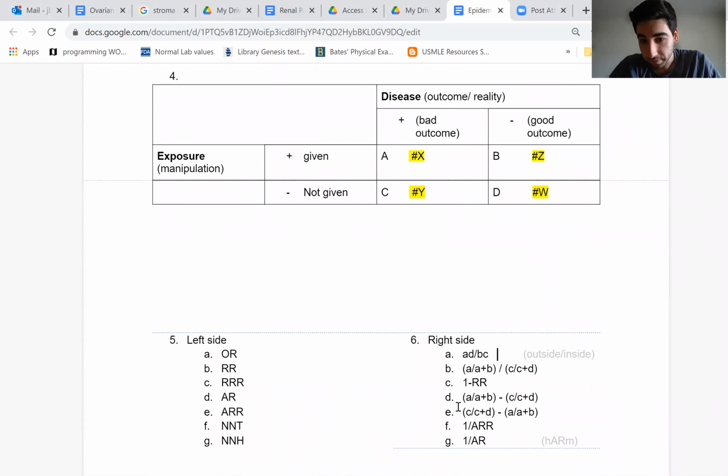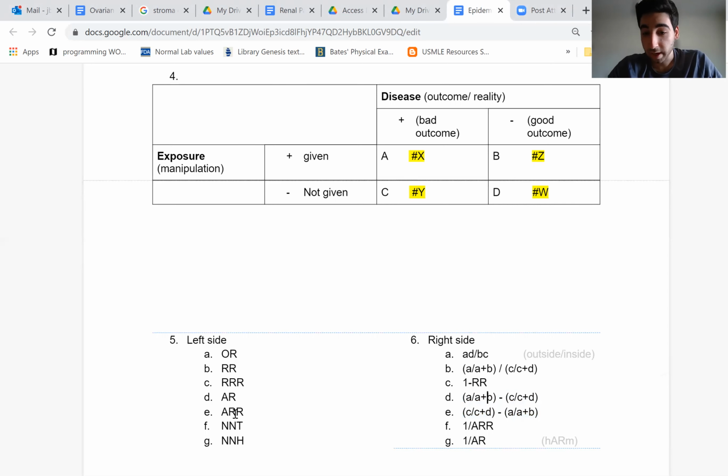So you take the top of the table, A over A plus B, and you divide it by the bottom of the table, C over C plus D. And then for 3 R's, you're just going to have the number 1 minus 2 of the R's. So it's easy to remember this one. And then notice the D and E, like these letters over here.